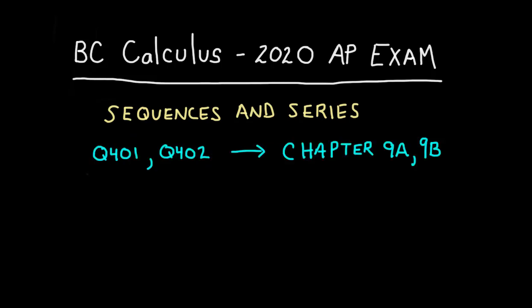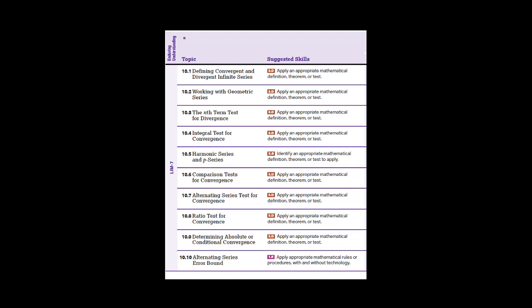The hardest thing to determine on the exam comes from the sequences and series unit. In my course, I call this Q401, Q402, which corresponds to our textbook, Chapter 9A and Chapter 9B. The College Board calls this Unit 10. Now, the major point of this video is to go through Unit 10 and talk about what is and what is not on the AP exam, and what you should focus your time and attention on. Here is page 1 of 2 that discusses the different topics in the sequence and series unit. So let's just go through this.